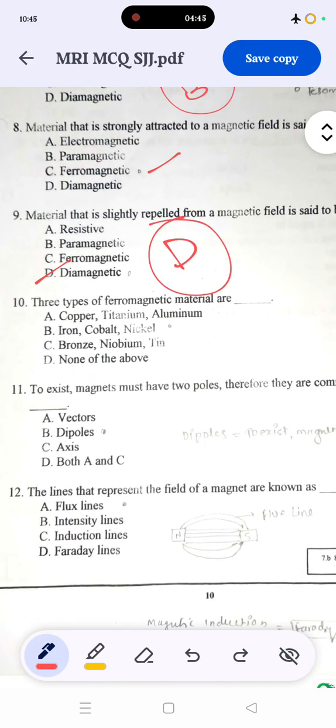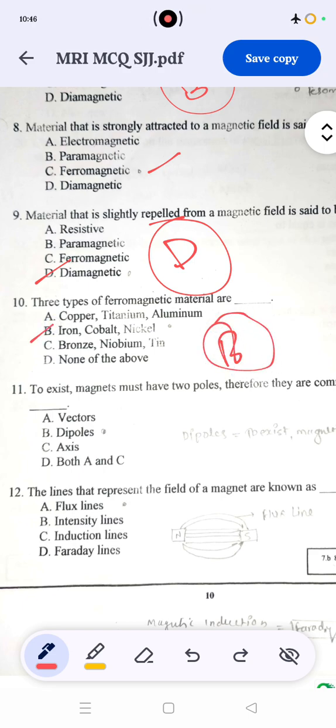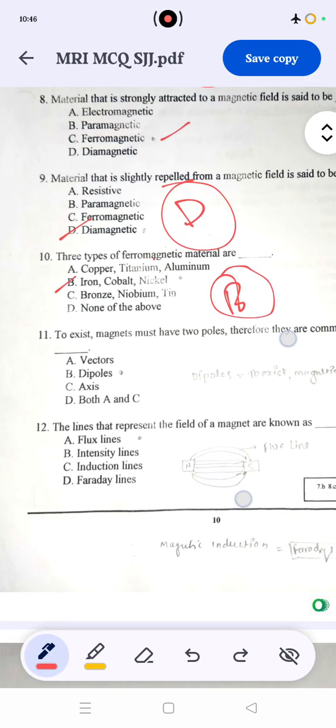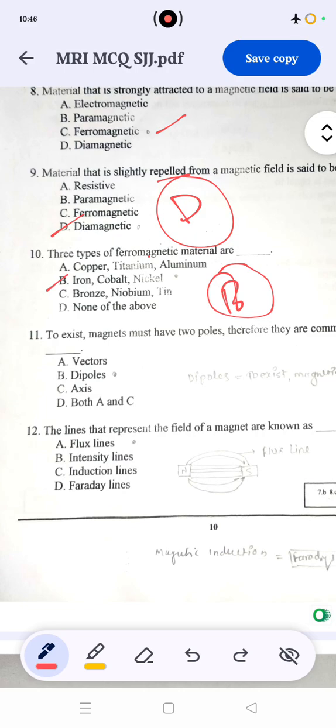Then, the three types of ferromagnetic material: copper, titanium, aluminum; iron, cobalt, nickel; boron, niobium, tin; or none of the above. The correct answer is B: iron, cobalt, nickel are ferromagnetic. If asked about paramagnetic, then copper, titanium, aluminum are accepted in MRI, subject to terms and conditions.